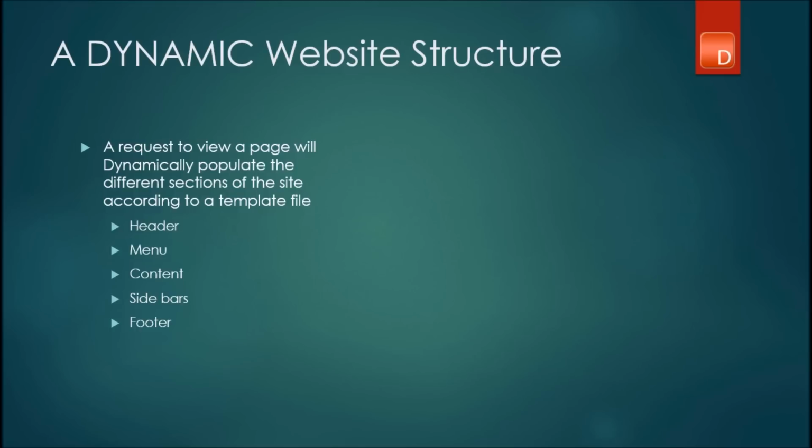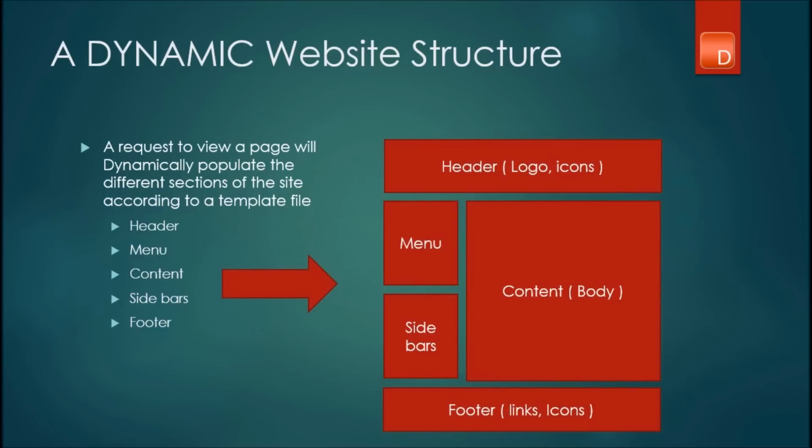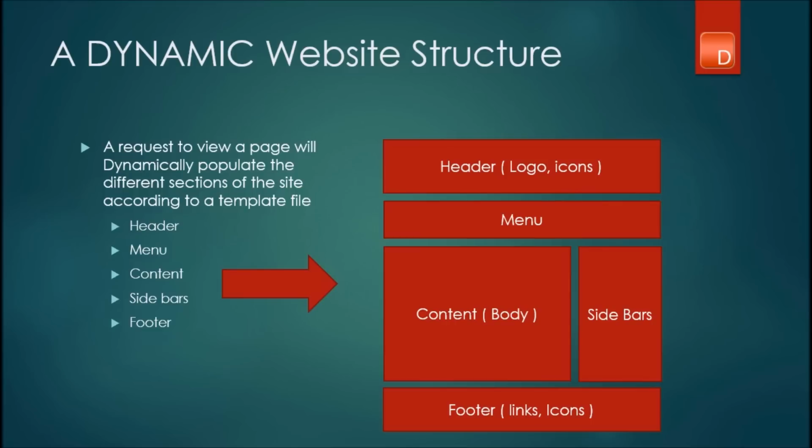So what's going to happen is a request to view a page. When the server gets that request, it gathers all this information, the header element, the menu, the sidebars, the footer, and the content specific to that page, and they're going to put it together at the given moment. And they're going to organize it a certain way according to the template file that we specify. So it can look like this, or it can look like this.